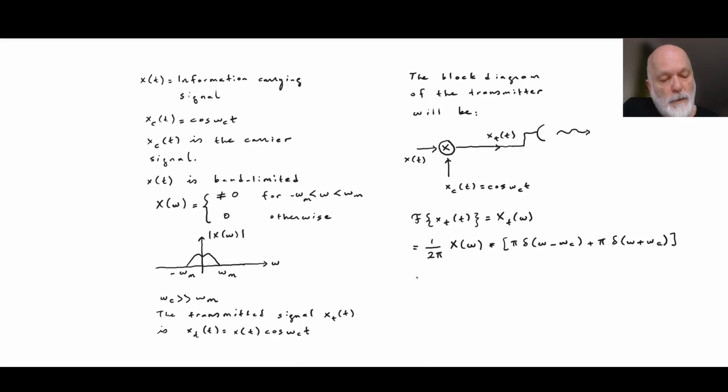So the Fourier transform of the transmitted signal is 1 over 2 X of omega minus omega c plus 1 over 2 X of omega plus omega c. In other words, all the frequency components of x of t are shifted to the higher frequency omega c or minus omega c.